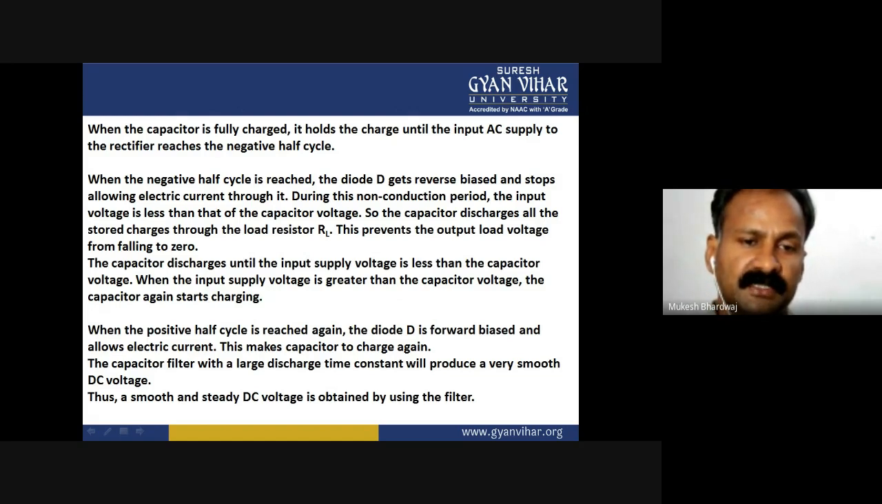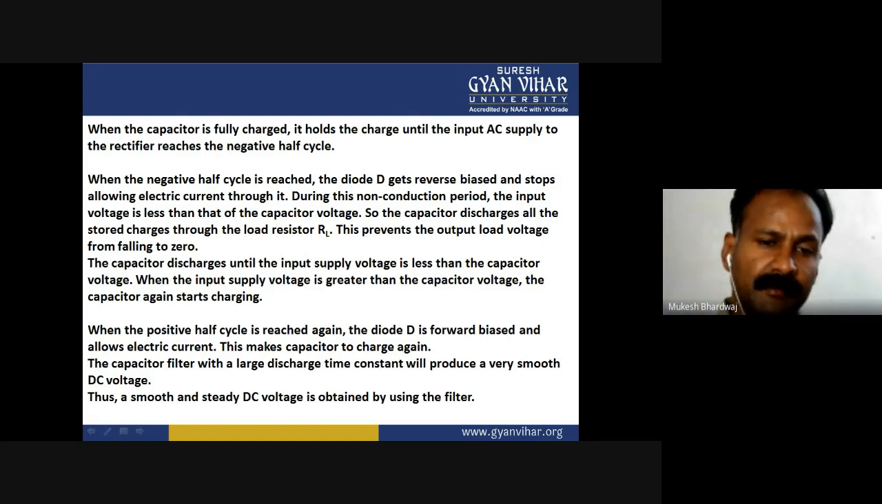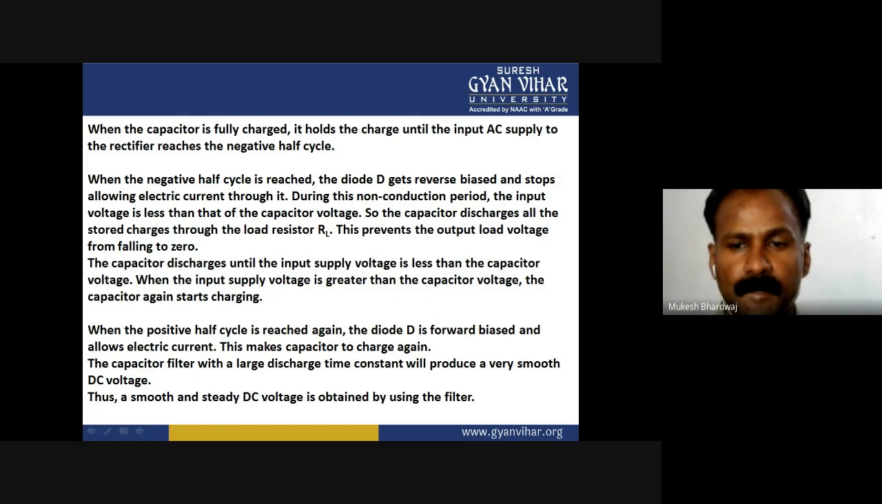The capacitor discharges until the input supply voltage is greater than the capacitor voltage, and then the capacitor again starts charging. When the positive half cycle is reached again, the diode D is forward biased and allows electric current. This makes the capacitor charge again. The capacitor filter with a large discharge time constant will produce a very smooth DC voltage. Thus, a smooth and steady DC voltage is obtained by using the filter.